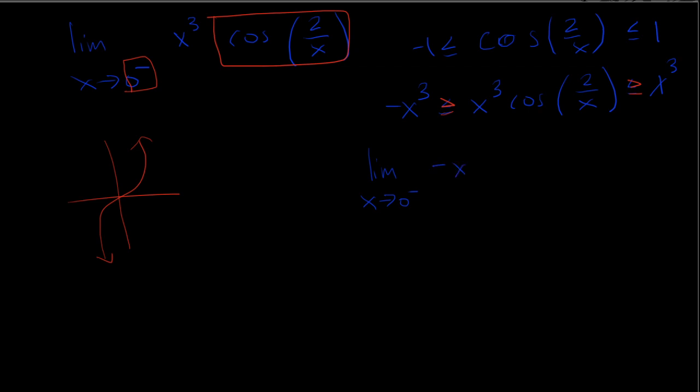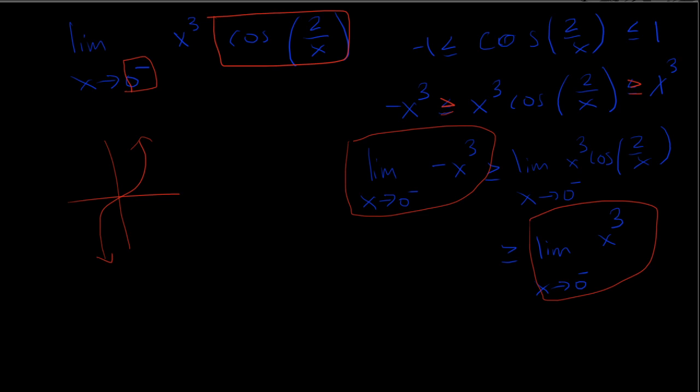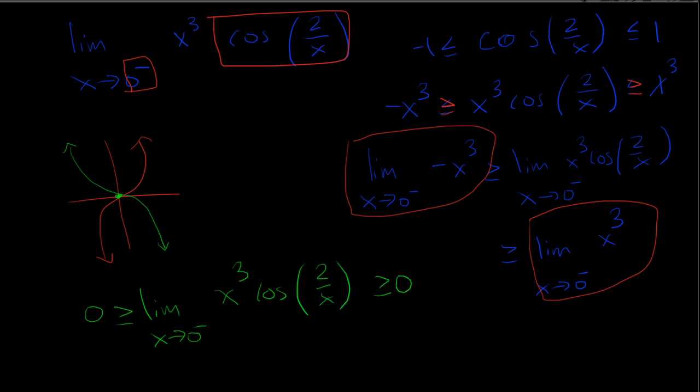I have limit as x approaches 0 of negative x cubed greater than or equal to the limit as x approaches 0 from the left of x cubed cosine 2 over x, and that's greater than or equal to the limit as x approaches 0 from the left of x cubed. So obviously the two bounds here are going to be 0, since we know the limit of x cubed is 0, or negative x cubed, that's also 0. So we have 0 greater than or equal to the limit as x approaches 0 from the left of x cubed cosine 2 over x greater than or equal to 0.